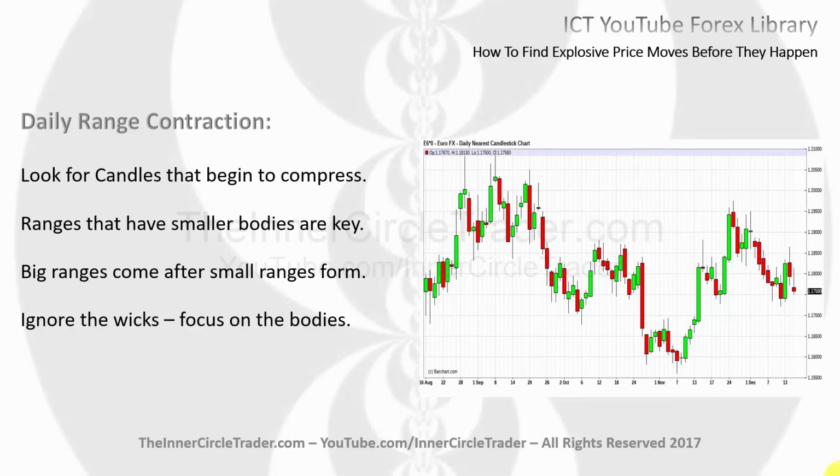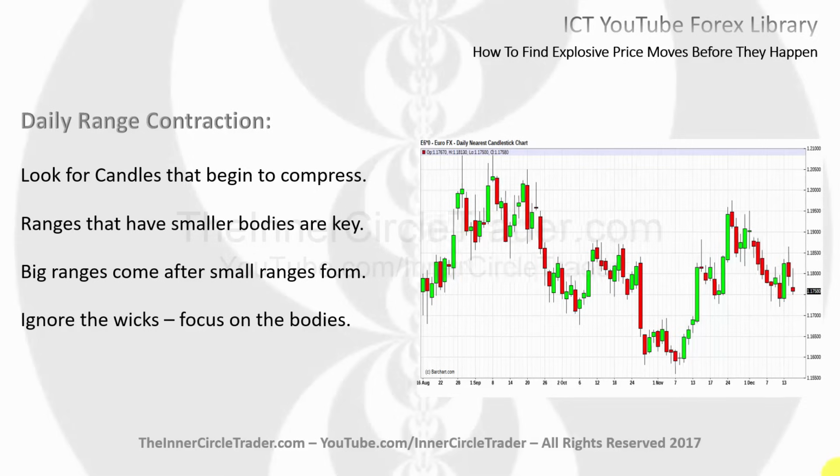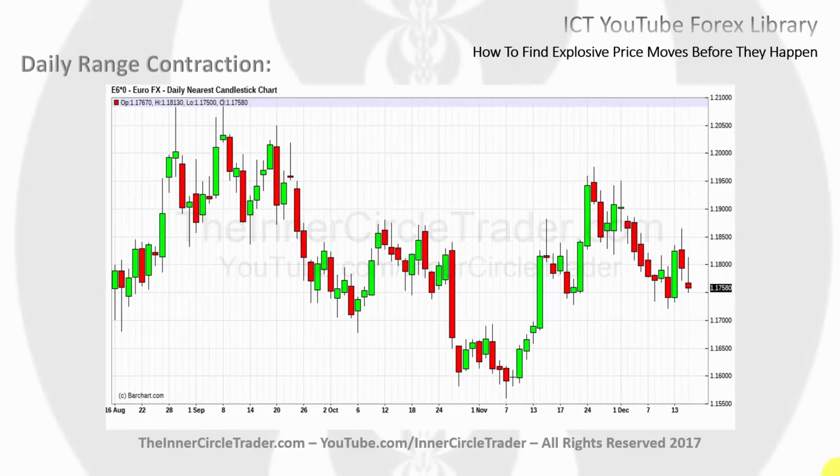Okay, now obviously, as I said with the weekly range, everything is the same for a daily range contraction. So without repeating myself, I have it here for your notes. But let's take a look at a couple examples from the daily perspective.